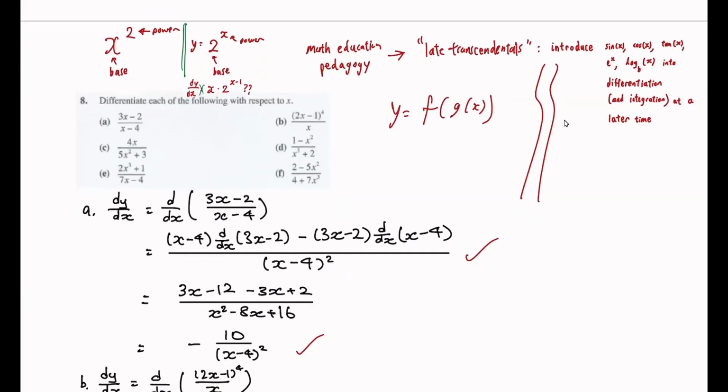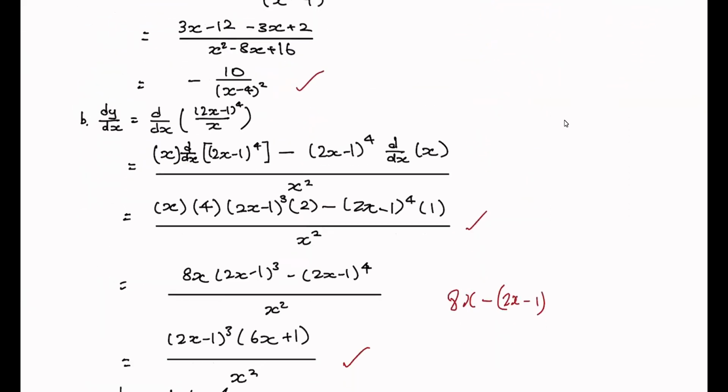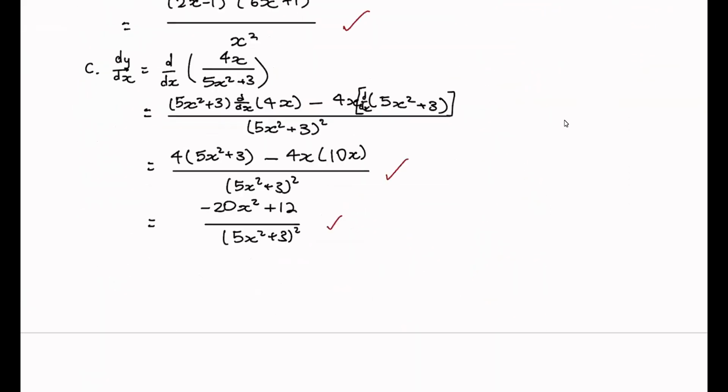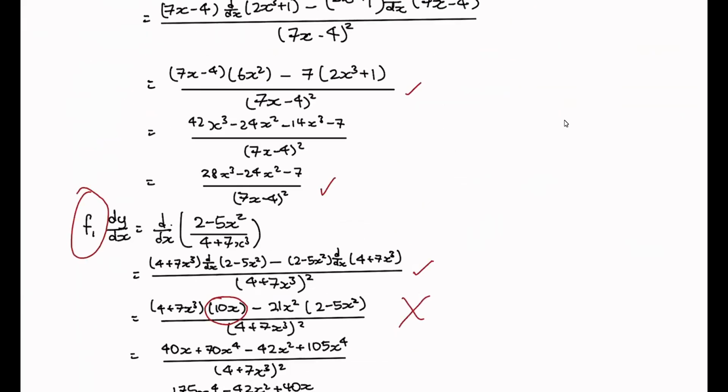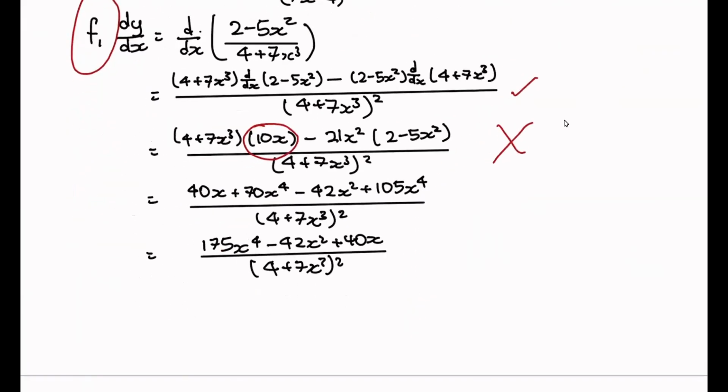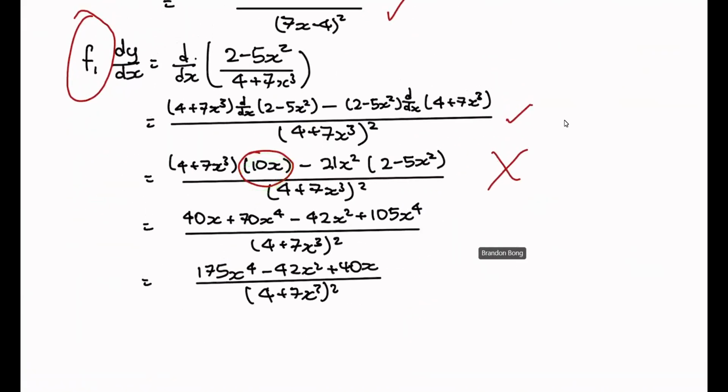Now, quotient rule. Let me see. All these are correct, except this fellow here. Can you see the mistake? I circled the mistake already. What's wrong? Negative 10x. Okay, very good. So that is correct. It's negative 10x. This is question 8, part F, right?